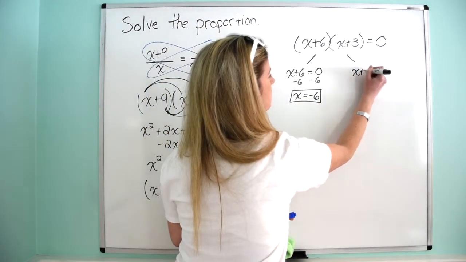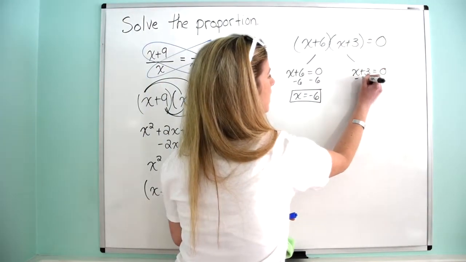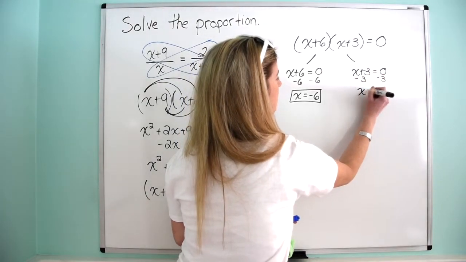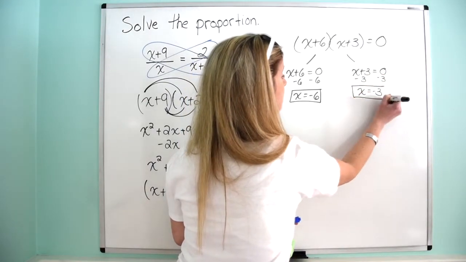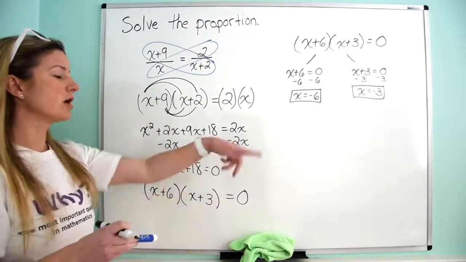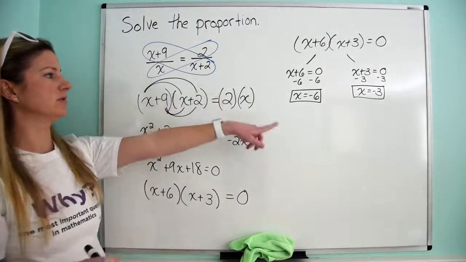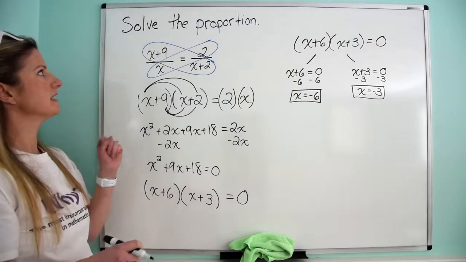Or x plus 3 is 0. Subtract 3 from both sides, and x equals negative 3. Awesome. So those are our solutions. x could equal negative 3, or x could equal negative 6.